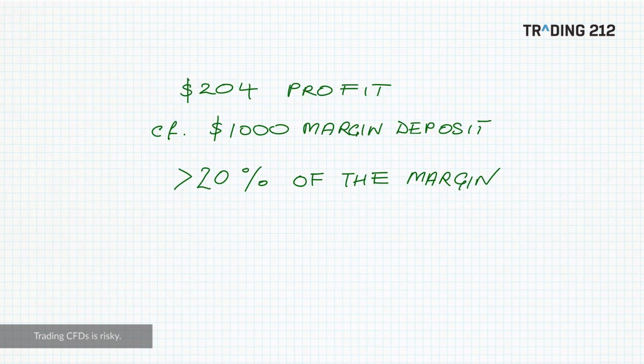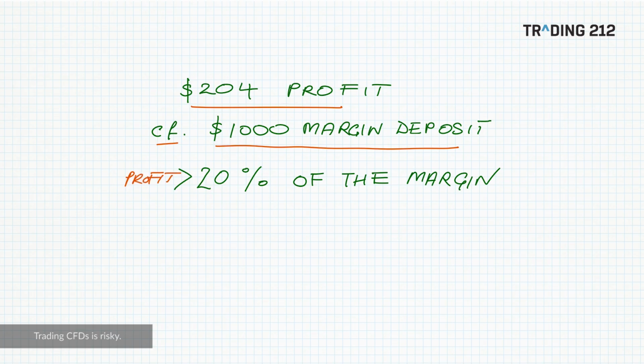Now, if we were to take that $204 profit and then compare it to your $1,000 margin deposit, the profit is greater than 20% of that margin.